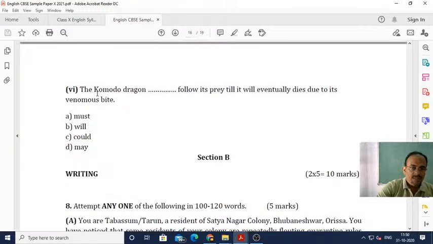Okay, dear students, last one. The Komodo dragon dash follow its prey till it will eventually die due to its venomous bite. It should be B actually. The Komodo dragon will follow its prey till it will eventually die due to its venomous bite.